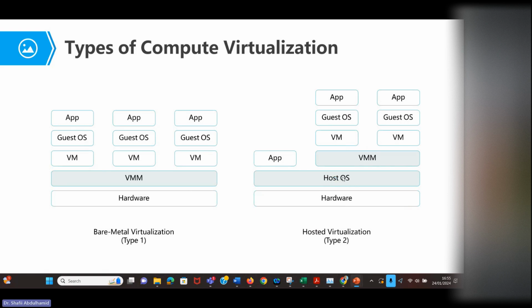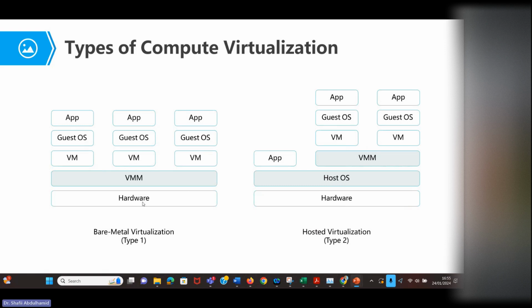So they install Linux before they install the KVM. The KVM is the VMM, that's the hypervisor. And then they created the virtual machines on the KVM. So this is type 2.